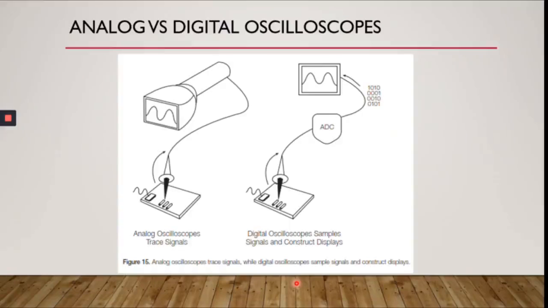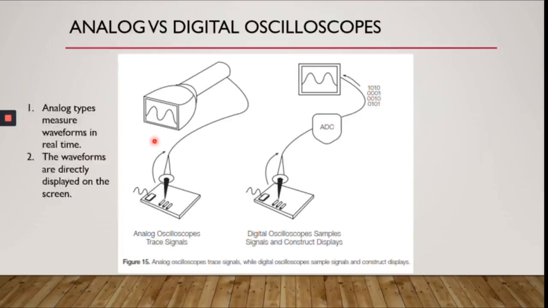Now, we need to understand the difference between analog and digital oscilloscopes. Digital oscilloscopes, the most common one, are called digital storage oscilloscopes because they store the data before they display the data on the screen. So let's focus on the left part of the diagram here. When we want to measure a signal, if we use an analog oscilloscope, it's going to capture the signal and display the data directly on the screen in real time. So it's straightforward.